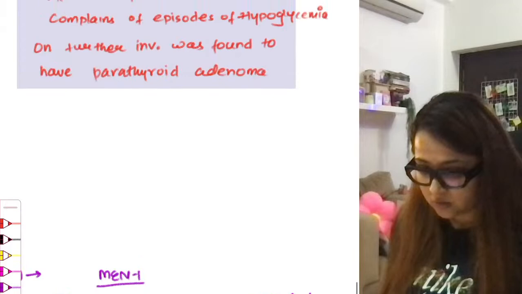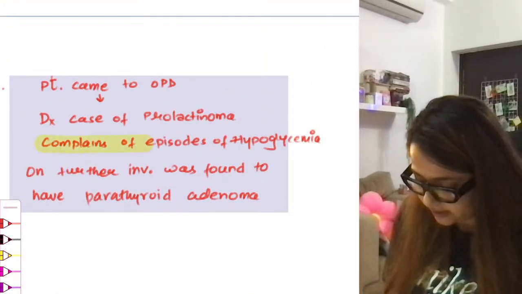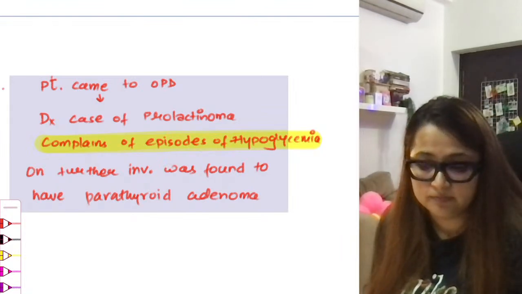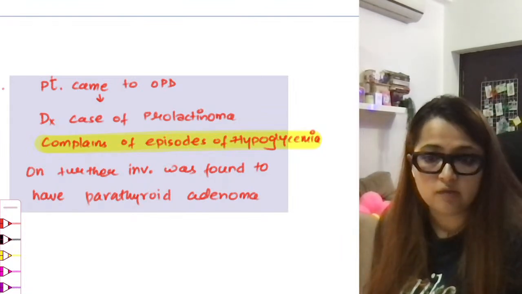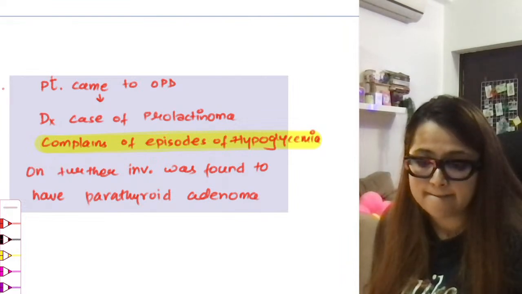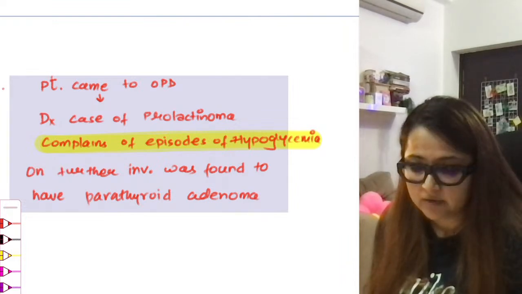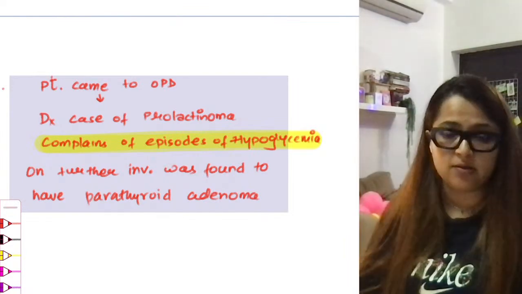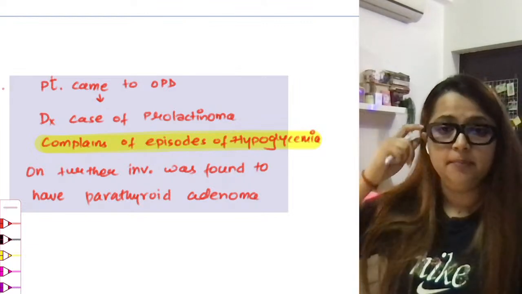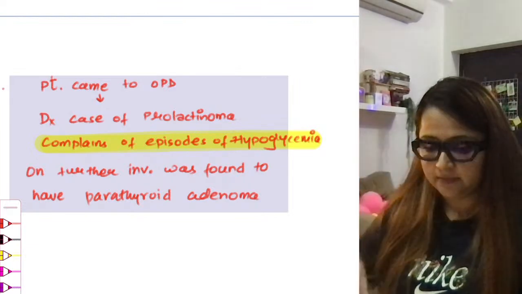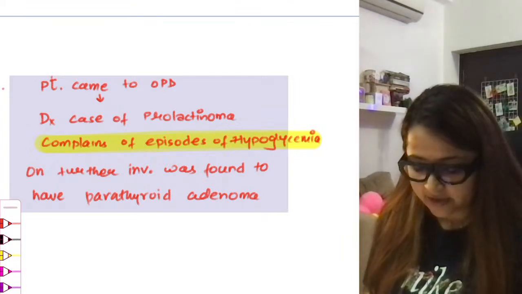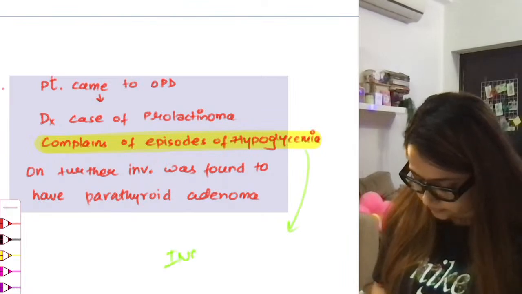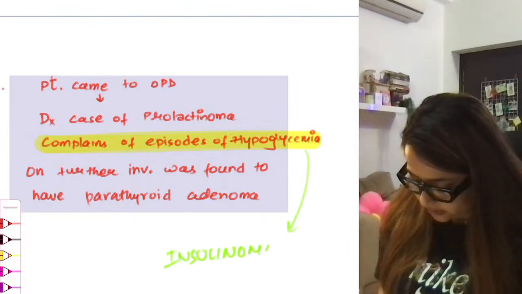Why do you think in this question I gave you multiple episodes of hypoglycemia? What is the reason? Anyone? Why do you think this patient is having multiple episodes of hypoglycemia? Hypoglycemia means blood glucose levels are being lowered. Yes, Ramen, you gave the right answer. The patient must be having insulinoma.